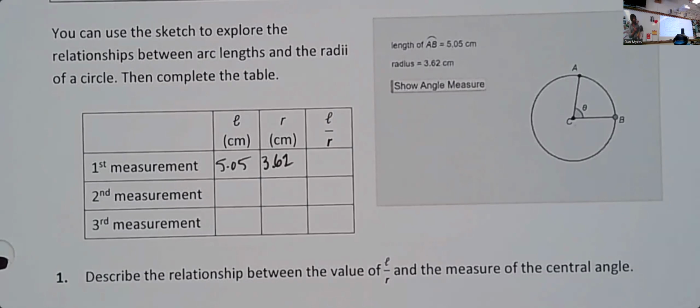Anybody have an answer for it? 5.05 divided by 3.62. Yeah, it's about 1.4, right? So just write in 1.4. And what I'm doing is I'm bringing up the digital version of that so we can actually change the measure and do a couple more measurements here. So a few more seconds and we'll get things going. Let's do 2 more. There we go.